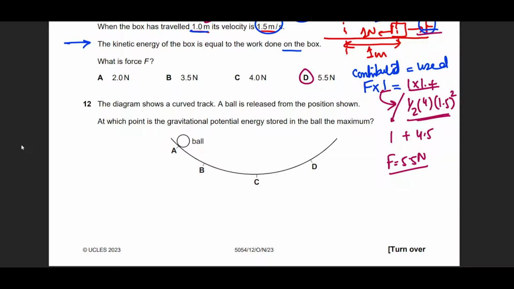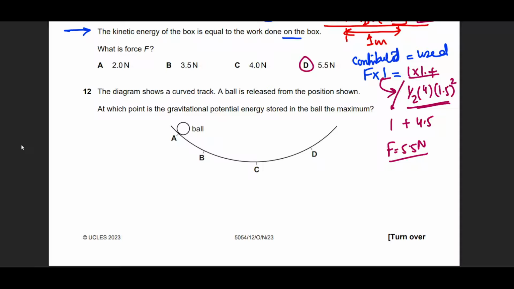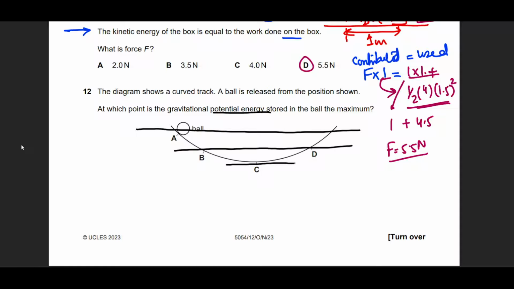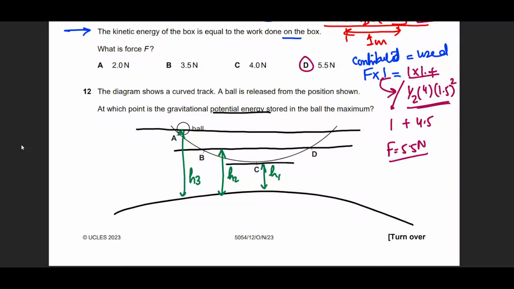Okay, all right. Question 12 is very simple, very straightforward. He asks you where it has the maximum gravitational potential energy. So we can see that at this location, we have this location, and then we have this location. If this was the surface of the Earth, which point has the highest displacement from the surface of the Earth? In terms of C, this is the height. In terms of B and D, they're both exactly the same. This is the height. Let's call this H1. Let's call this H2. And let's call this H3.